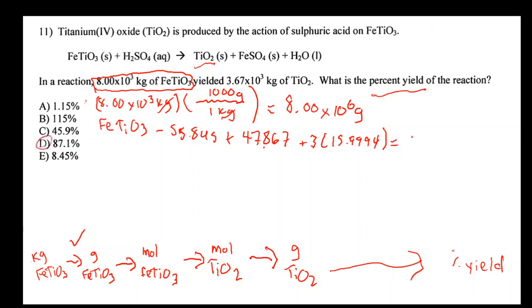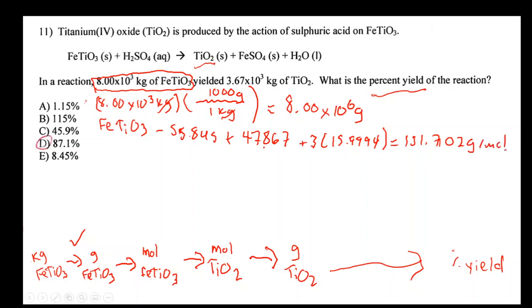Okay, so then 55.845 plus 47.867 plus 3 times 15.9994 gives us 151.7102 grams per mole.